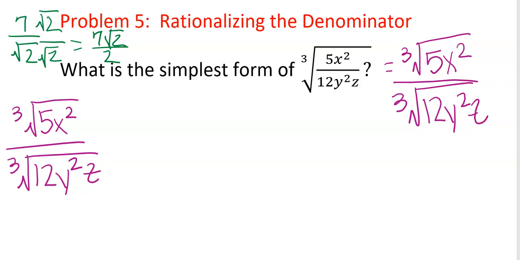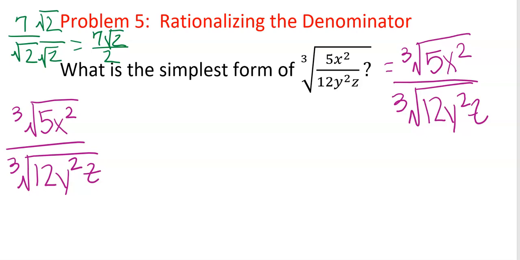But back then we only worked with 2's. What do we do now with a 3? We can't just multiply by the cube root of 12y squared z again, because there's not 3 of them. Okay, so here's the trick on this one. You want to make sure that whatever you multiply by simplifies everything so you can take it out.